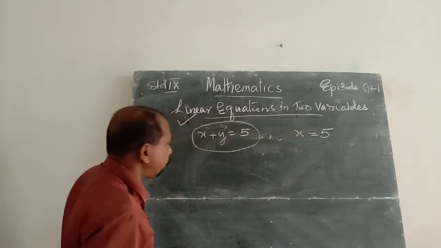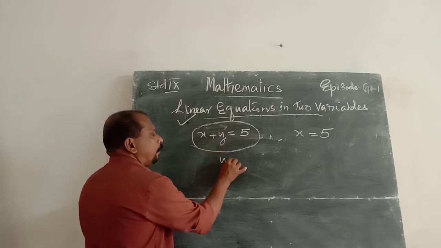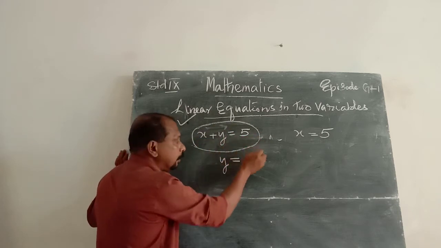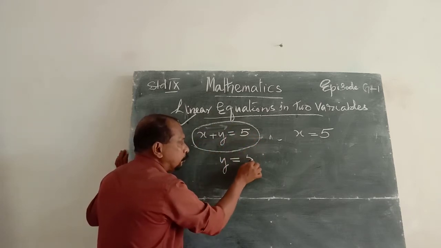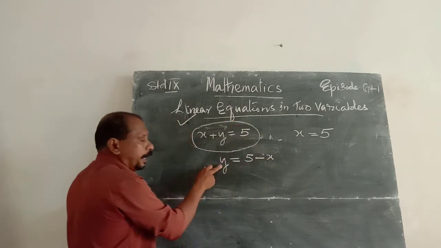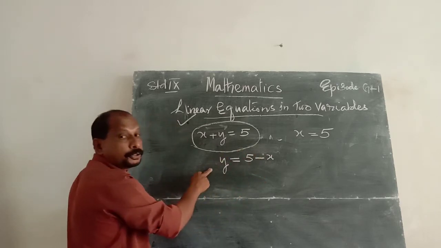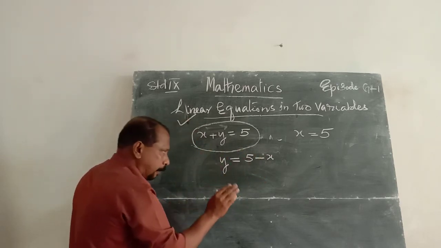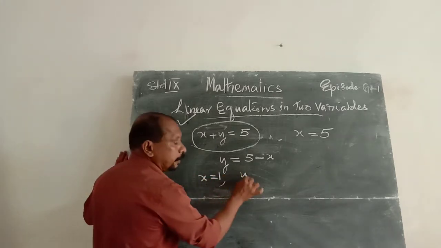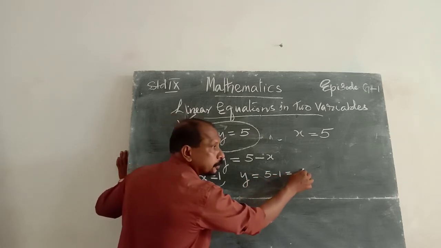And for example, what is y? Y is equal to, shift that x into the right. It is minus. Right side number is 5. X is shifting right, minus x. Therefore, y is in terms of x. X changes, y also changes. For example, x is equal to 1. What is y? Y is equal to 5 minus 1 is equal to what? 4.